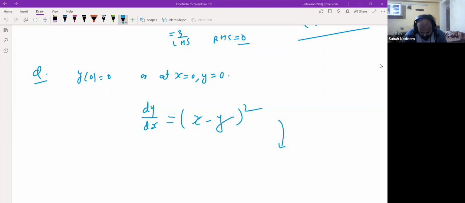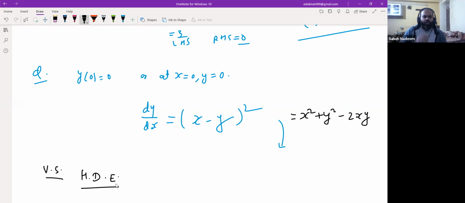I'm not sure how to do this question. So when you try to apply methods, what will happen? If you remember, there are three methods. One is variable separable, and you won't be able to separate the variables even if you square it. If you talk about a homogeneous differential equation, it is also not homogeneous because the numerator is of degree 2 and the denominator is of degree 0.